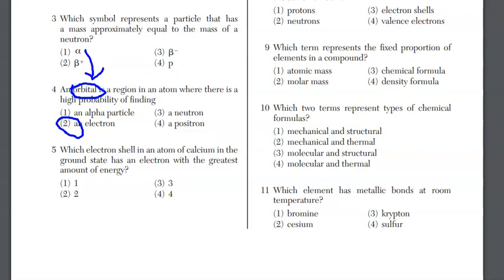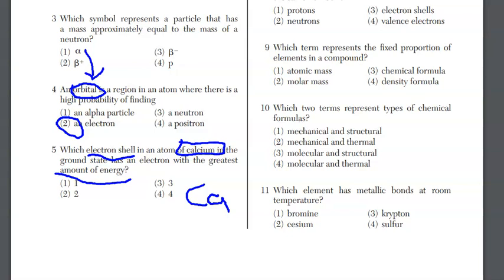For number 5, which electron shell in an atom of calcium in the ground state has an electron with the greatest amount of energy? We're looking for calcium, we're looking for the shells. Remember, electrons fill these levels or shells. We go from closest to the nucleus to farthest away. We can find the electron configuration for calcium on the periodic table, on the reference table. You also need to know the symbol for calcium. Now, it's a fairly easy one because it's Ca. If you don't remember the symbol for an element, you're going to go to reference table S.